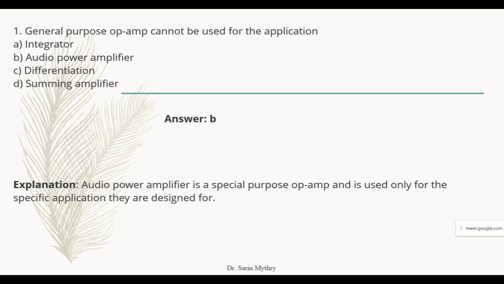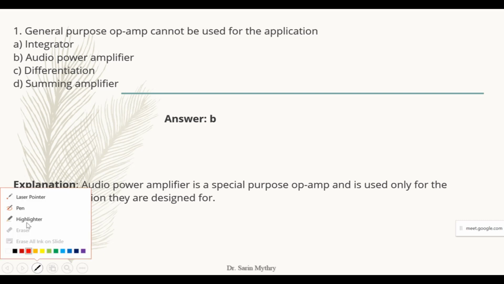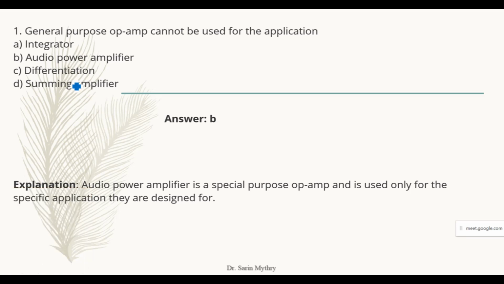But here in this particular question, out of the four options which are given to us, integrator we have studied as an application, differentiation we have studied as an application, and also summing amplifier as an application. The odd option over here is the audio power amplifier. It means op amp cannot be used as an audio power amplifier. Audio power amplifier is a special purpose op amp, and it is used only for some specific applications.